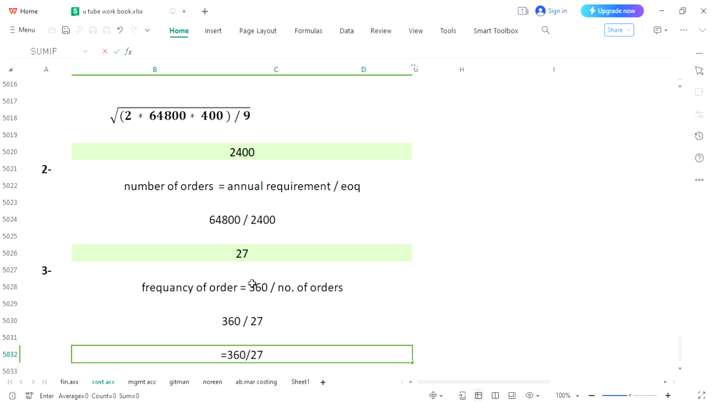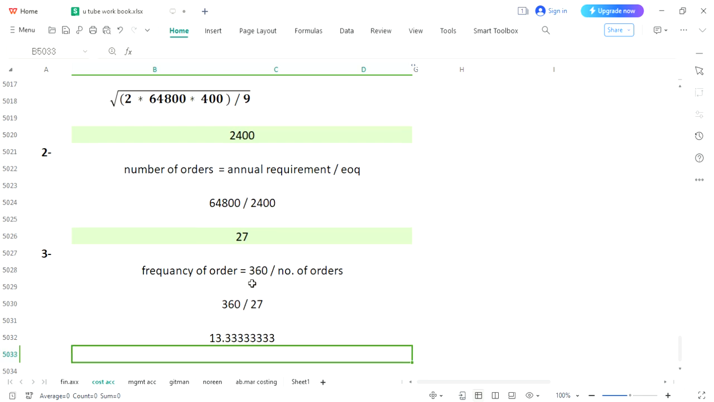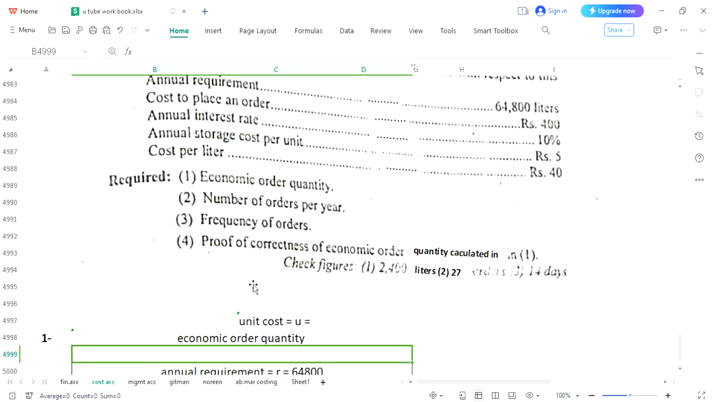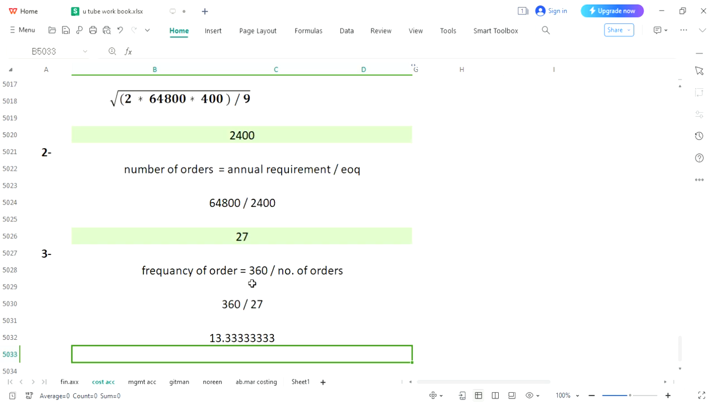So what we have got is our answer for frequency. Okay, you can see here it's 13.33. Since days are not in points, so you can write it as 14.